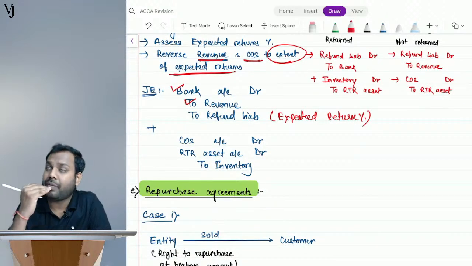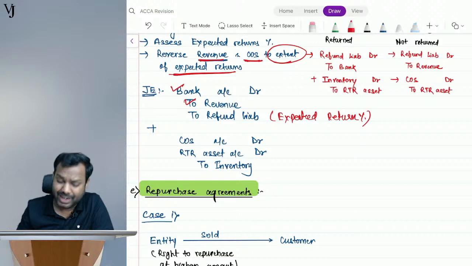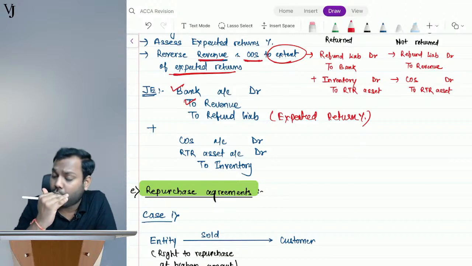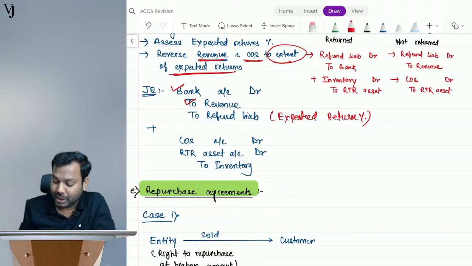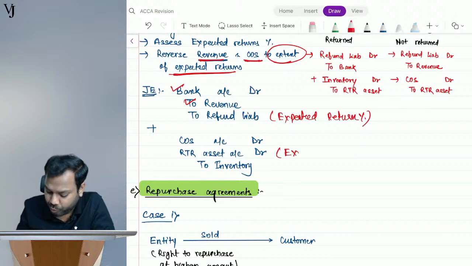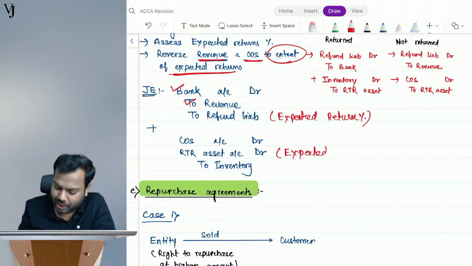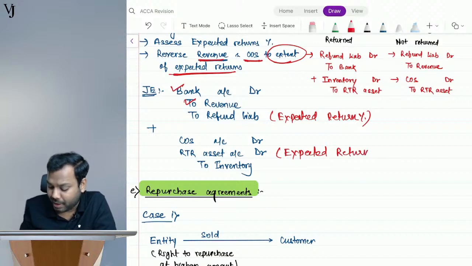Similarly for cost of sales also. Though I have transferred the goods to the customer, so inventory will get reduced. I have transferred the whole goods to the customer, so my inventory will get reduced. But I can recognize cost of sales only to the extent I am probable that the goods will not be returned. So to the extent that I am expecting that the returns will be there, I will recognize a right to return asset.